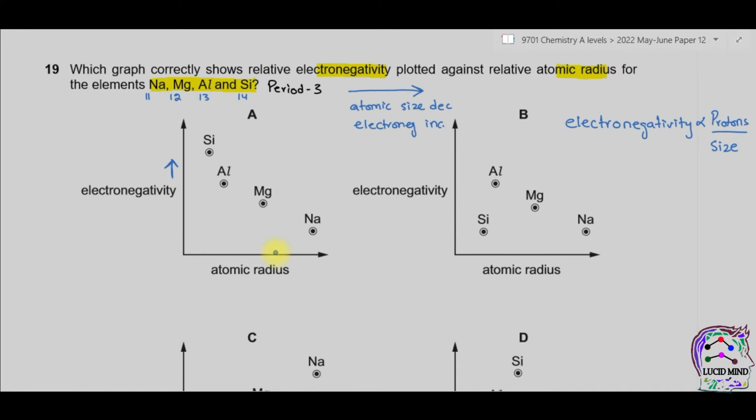Then we have atomic radius, so the highest atomic radius is for sodium, then decreases for magnesium, aluminum and silicon. So again atomic radius is highest for sodium and smallest for silicon. Atomic radius decreases in this way. So A seems to be correct for both options.